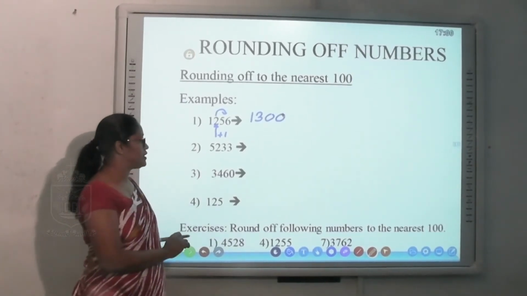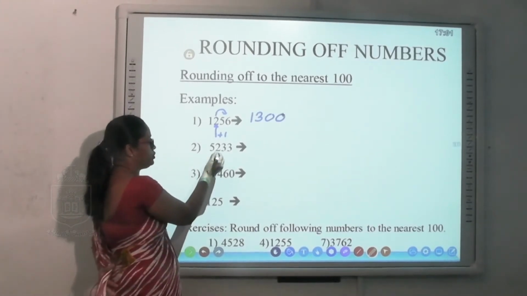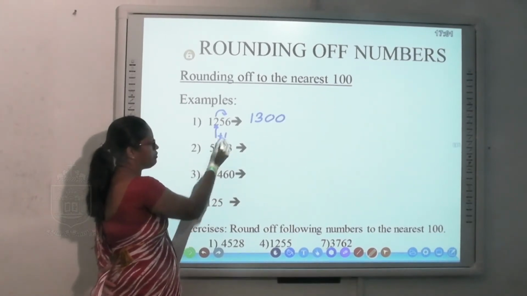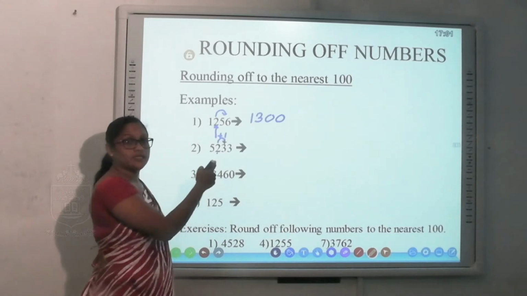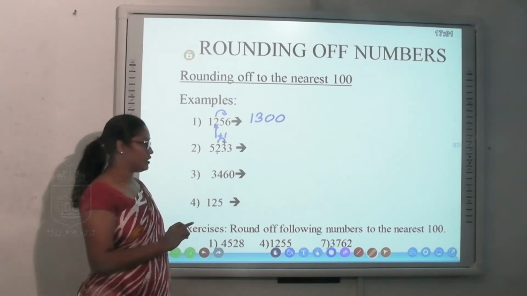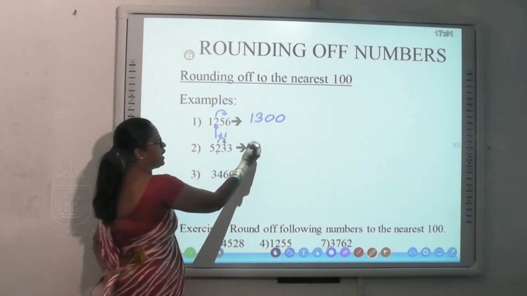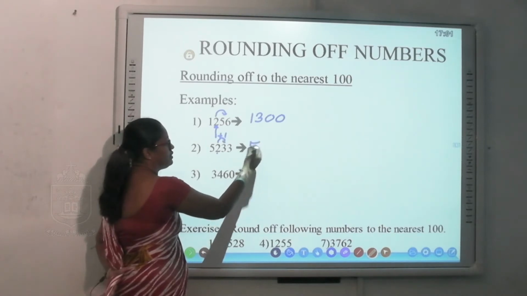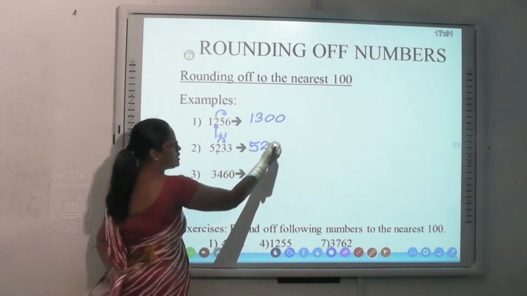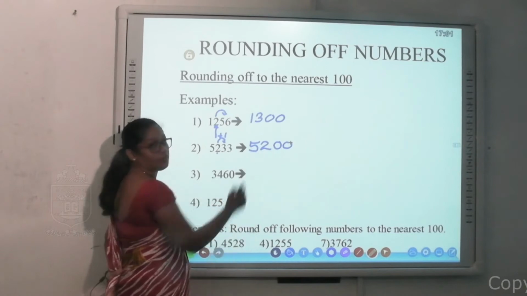You follow the same procedure. Find the number in the 100th place of the number. That is 2 here. You can see 2, and then look at the 10th place number. Now you can see that number is less than 5. In that case we don't add 1 to the 100th place, so we just leave it as it is. So the answer will be 5002, right? These last two numbers should be zeros. Now you can see numbers are rounding off to the nearest hundreds.